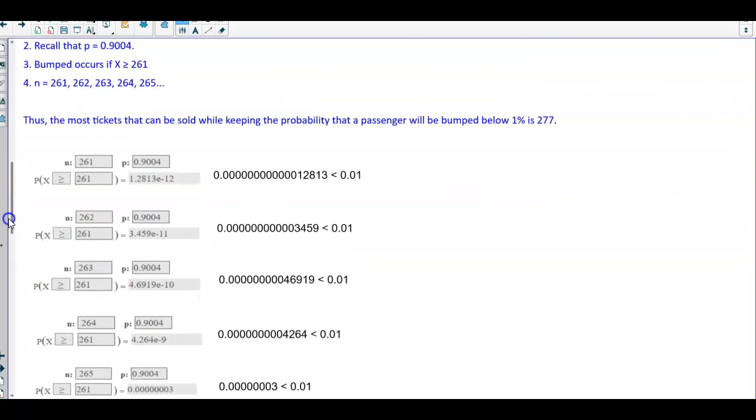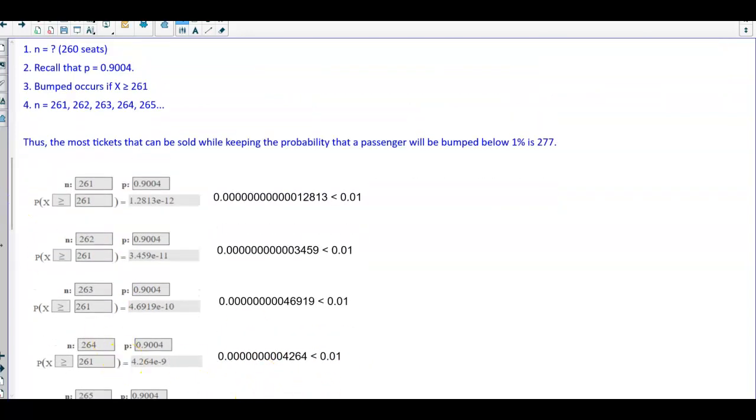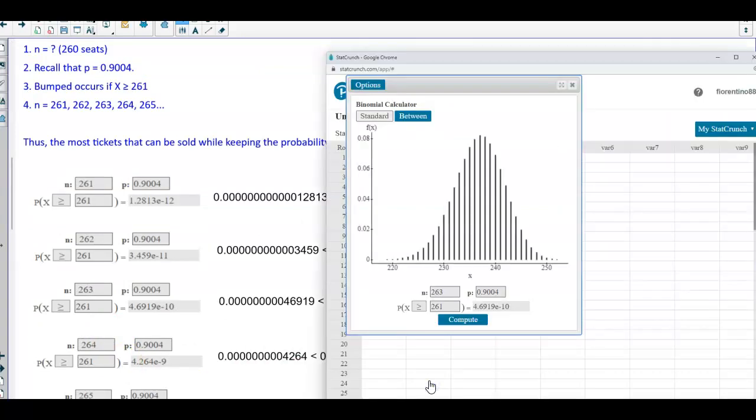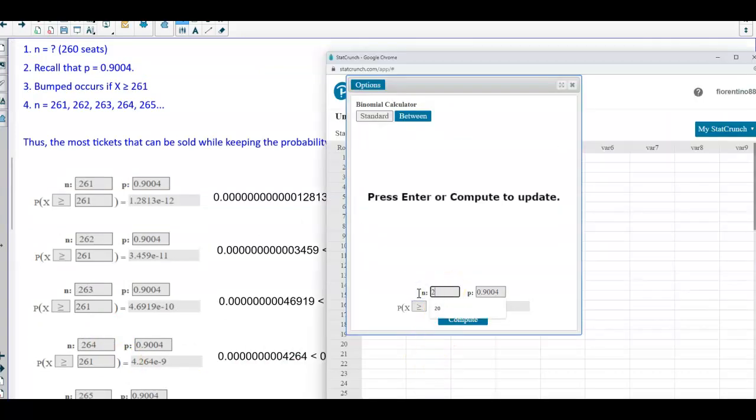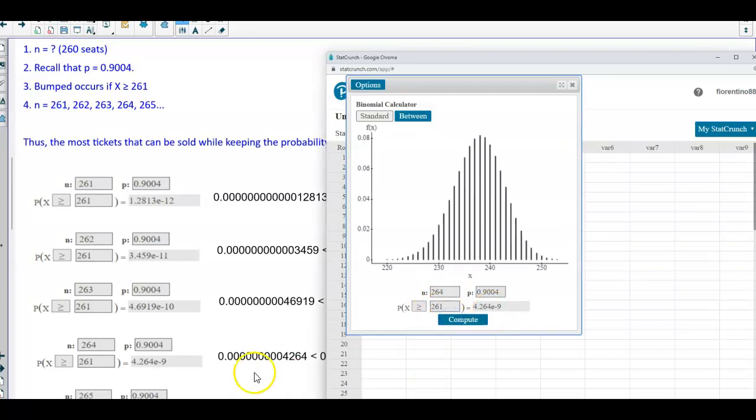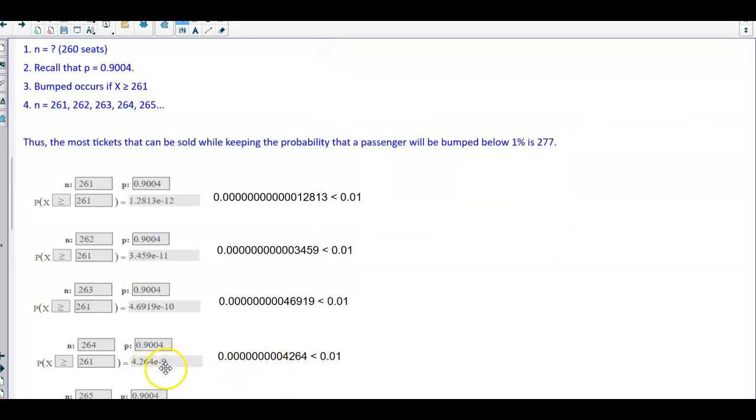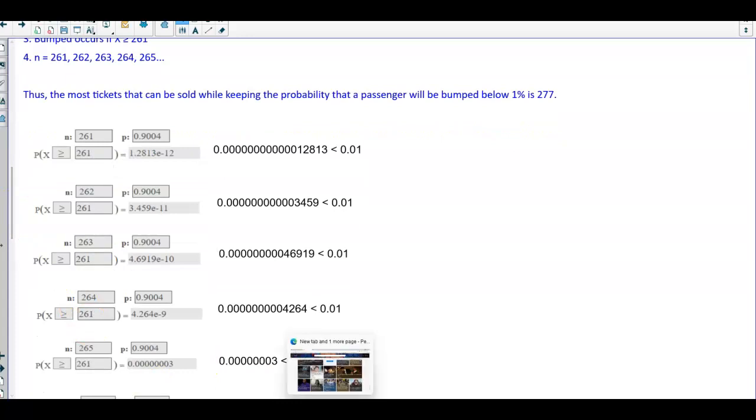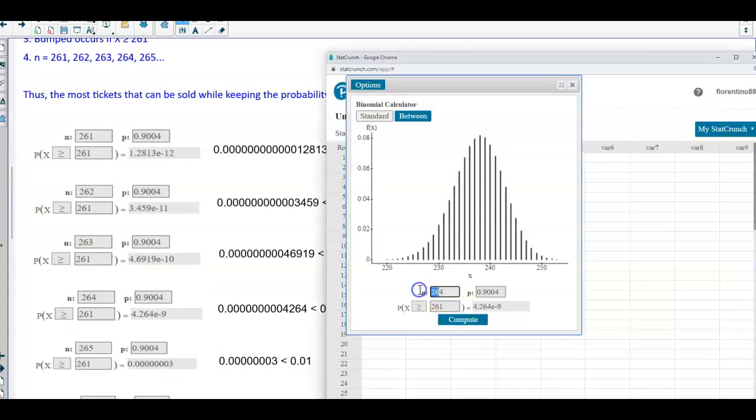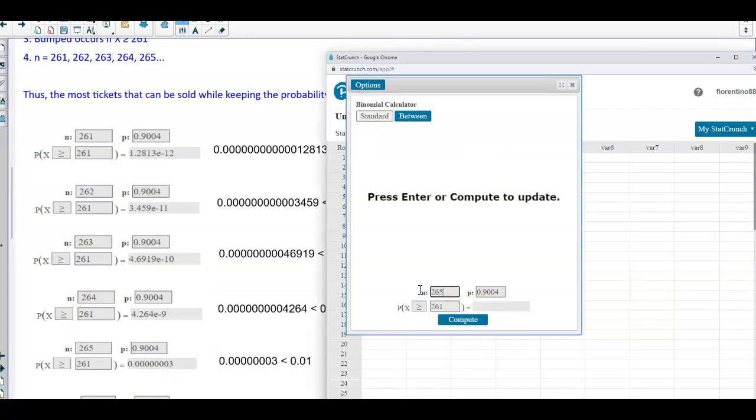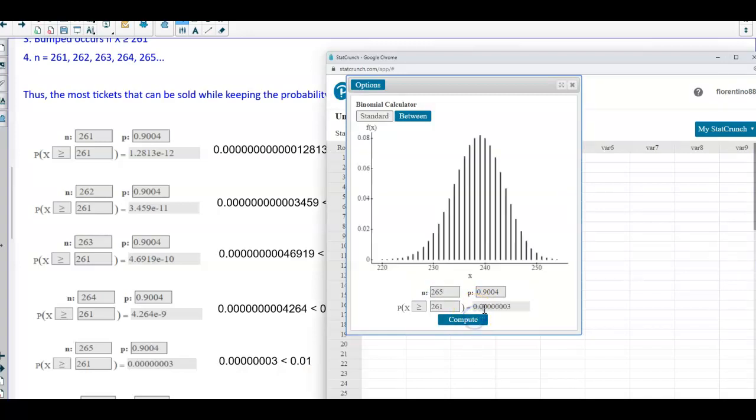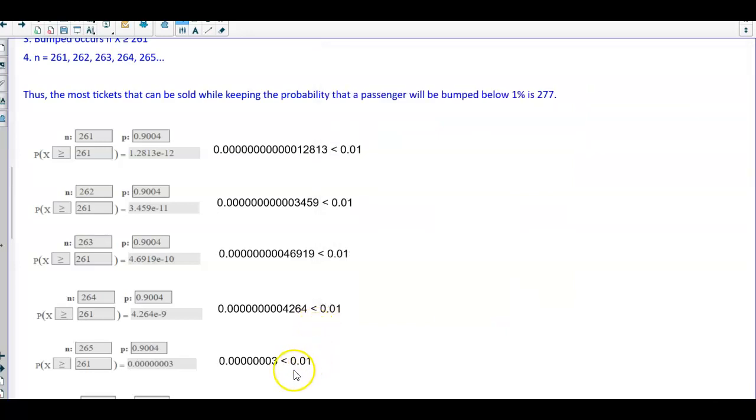If we put in the next number, which is 264, just to see what happens, you can see that we get this probability, which, if we move this over to the left 9 times, is still less than 1%. Let's put in 265. When N is 265, we get 0.0000003, which again is still less than 1%.